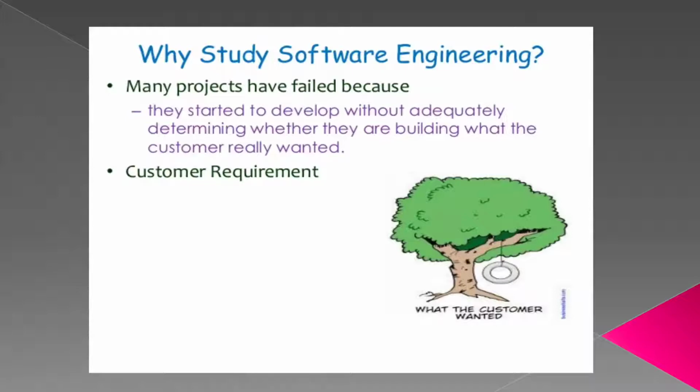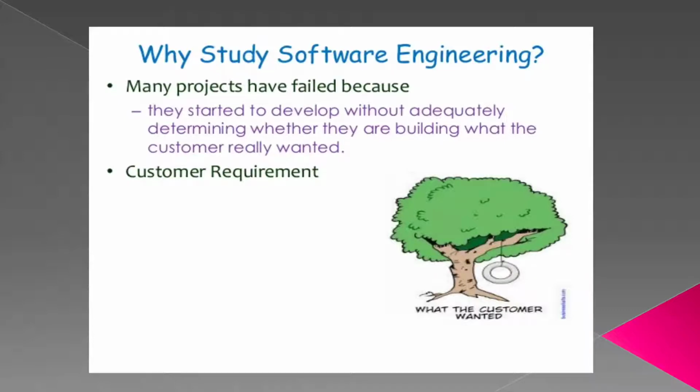Many projects have failed, so what are the failure factors behind any software? They started to develop without adequately determining whether they are building what the customer really wanted. The first main goal in any software project is to satisfy the customer. If we fail to satisfy the customer requirements, that is the foremost failure of any project. So what the customer needs and what the customer wants has to be satisfied.